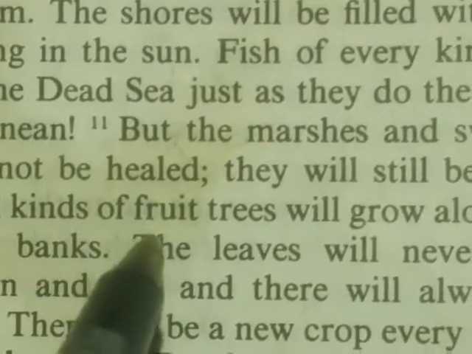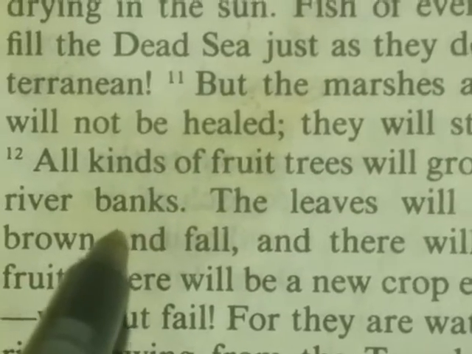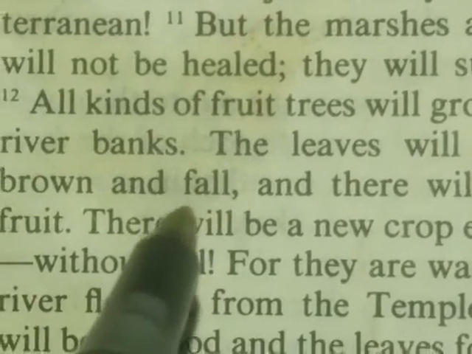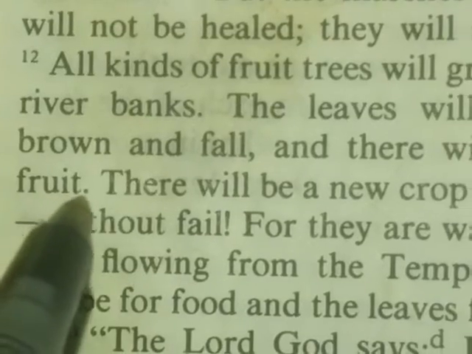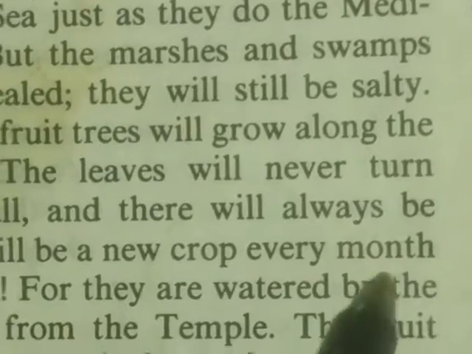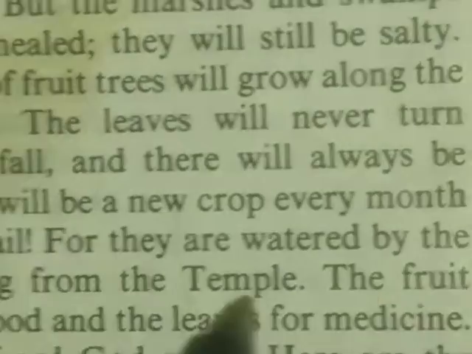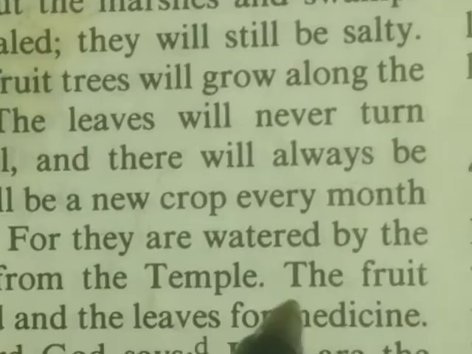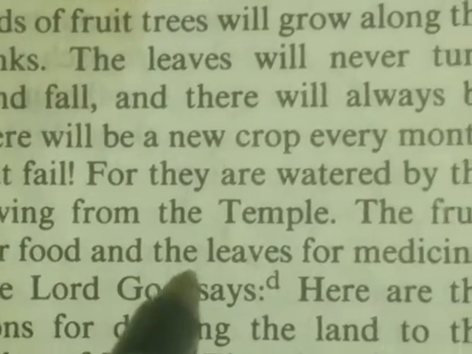All kinds of fruits will grow along the riverbanks. The leaves will never turn brown and fall. There will always be fruit. There will be a new crop every new moon. They say month, but it's every new moon without fail. For they are watered by the river flowing from the temple. See, the fruits will be for food and the leaves for medicine.